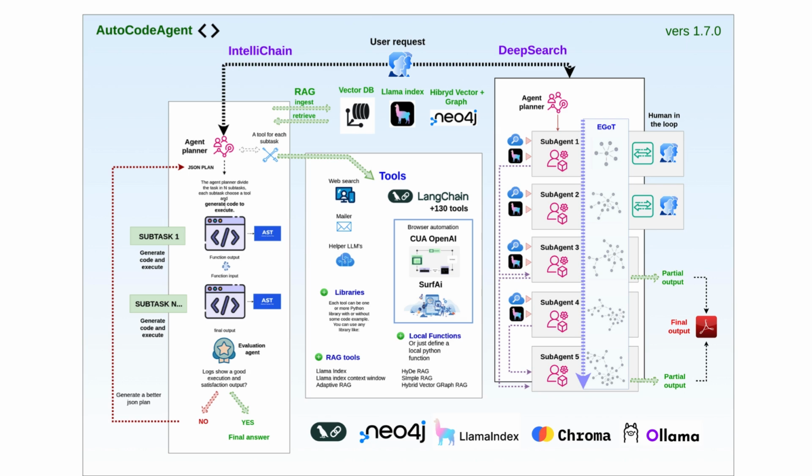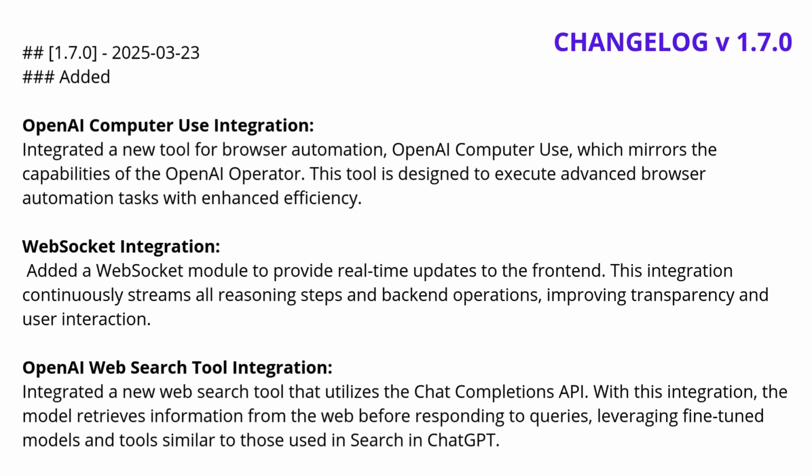Welcome everyone. Today I'm excited to introduce AutoCodeAgent version 1.70, a major release packed with powerful new features designed to enhance your experience and streamline your workflows. In this release, we've integrated the OpenAI Computer Use integration tool, which mirrors the capabilities of the OpenAI Operator. This new module is built for advanced browser automation tasks, offering improved efficiency and reliability.